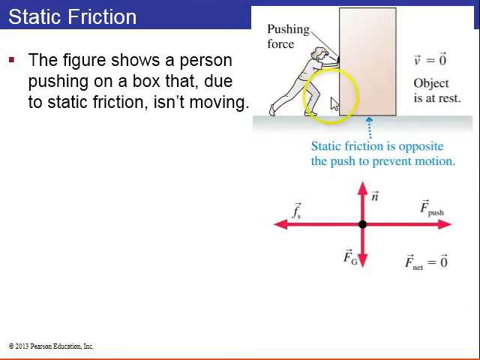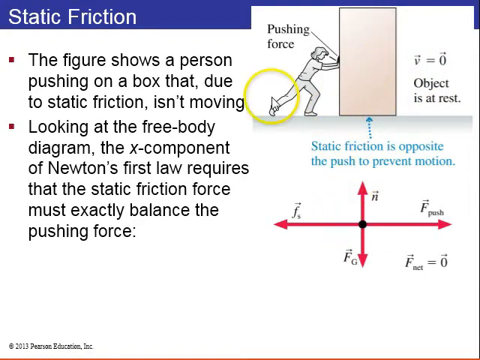So here's an example of a person pushing against a box, but the box is not moving. The object's at rest, velocity is 0, and it's not accelerating either. So since it's not accelerating, it must be in equilibrium. So if you draw a free body diagram, all the forces have to balance. In the vertical direction, the normal force upwards balances the gravity force downwards. But in the horizontal direction, you now have this external pushing force from this woman's hands. So the static friction must exactly balance the pushing force.